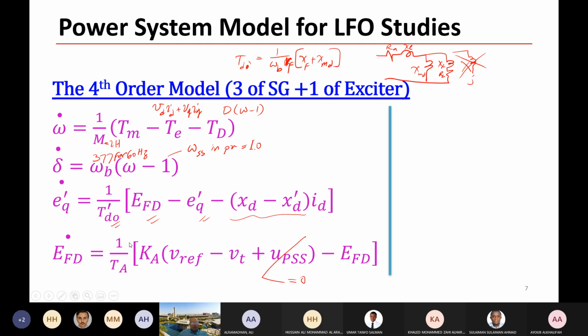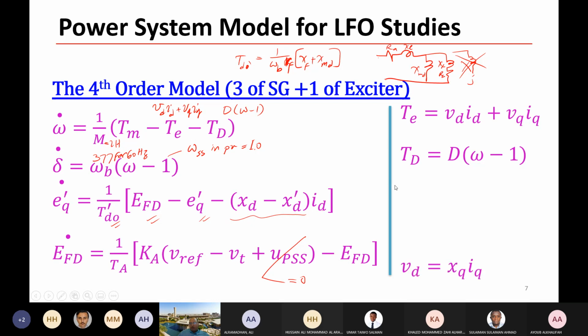In addition to these nonlinear differential equations, we have some algebraic equations with the model, as we mentioned earlier. One of the algebraic equations is TE equal to VD, ID, VQ, IQ. TD equal to D times omega minus 1. VD equal to XQ, IQ. And VQ equal to EQ prime minus XD prime ID. So these are the nonlinear differential equations, and these are the algebraic equations.